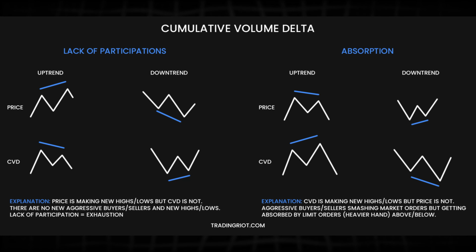Think of it as a sneaky strategy where large traders place a bunch of small orders instead of one big one to get the best price. When market orders hit these limit orders but the price doesn't move, it's called absorption. After this, price usually reverses, so watch out for that.